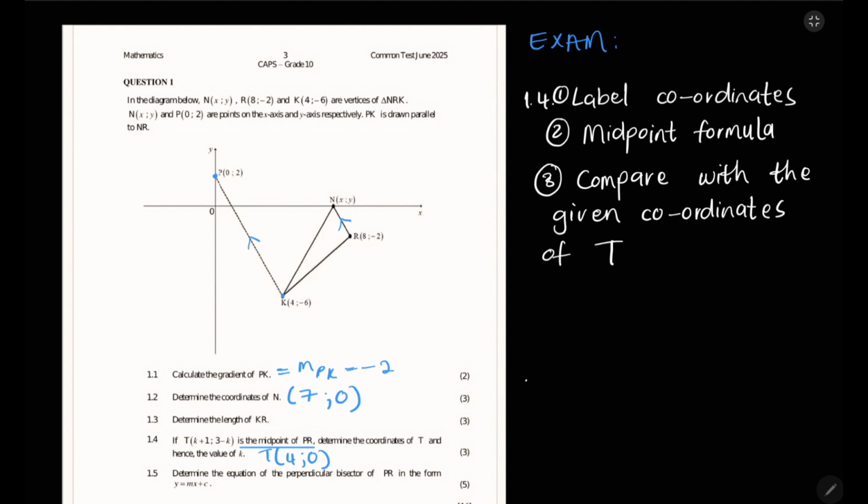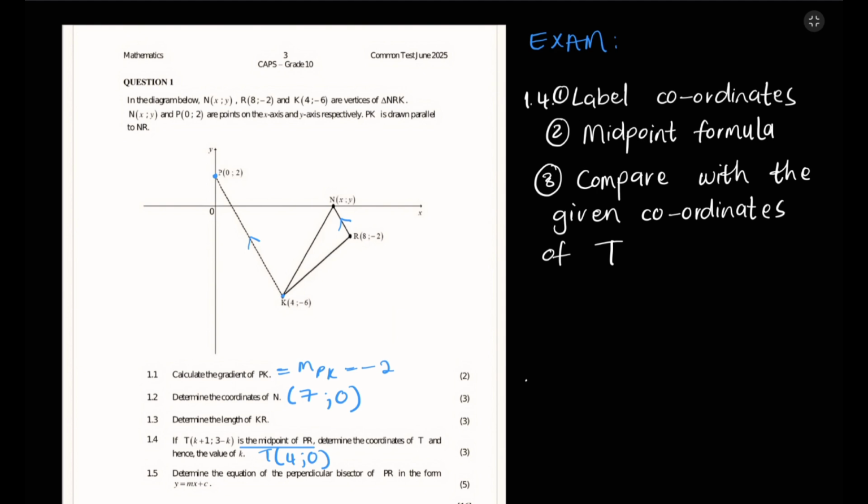So I rewrote the steps for you guys. For 1.4, label the coordinates, use the midpoint formula, compare with the given coordinates of T. Whenever you see midpoint and a point written in terms of k or any other value, first find the midpoint using the formula, then equate the coordinates to solve for k. This is the standard grade 10 analytical geometry method.